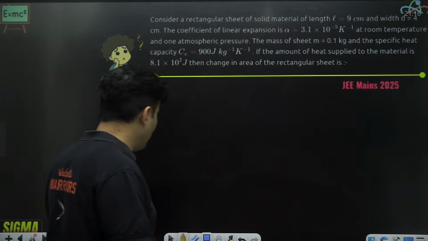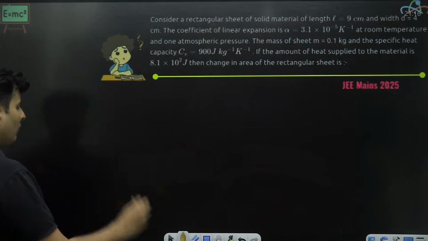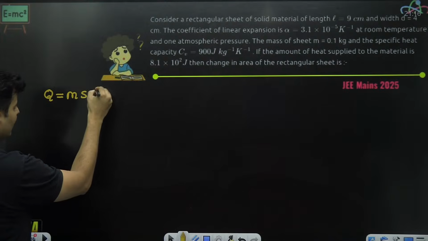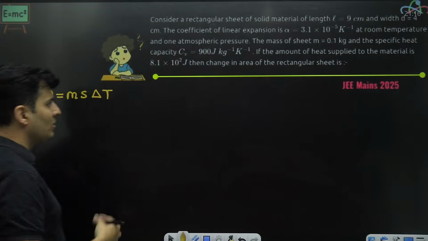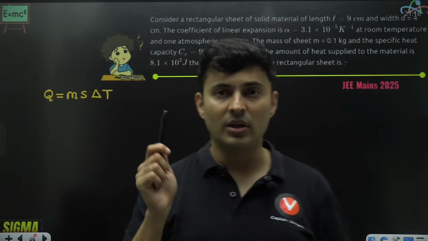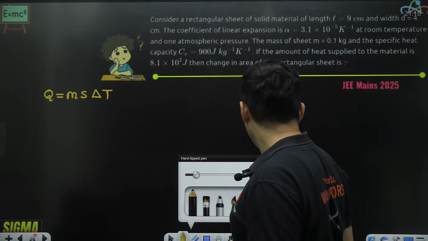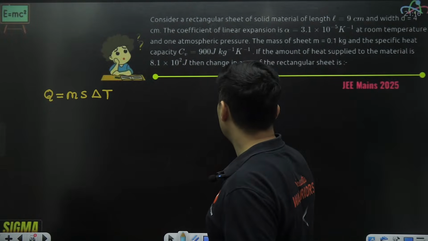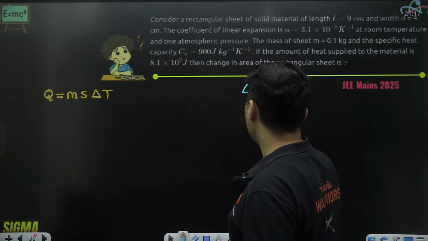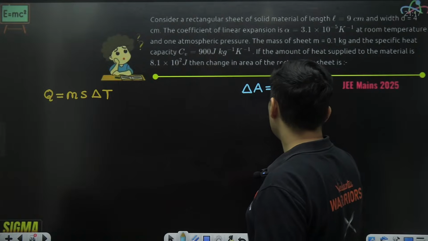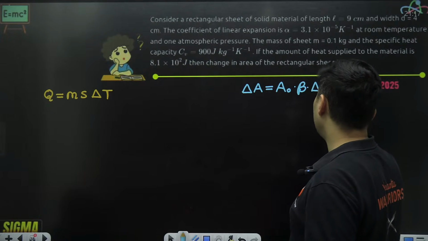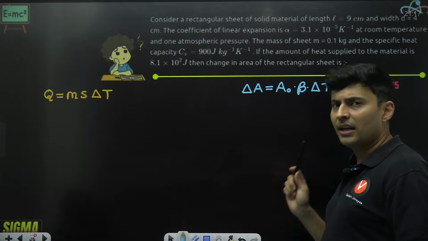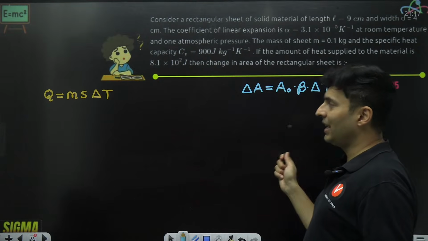Now, I'll give you one formula because that will come later on, but for now, I'll just give it to you. Q is equal to m s delta T. This formula will be needed to solve the problem because change in temperature is not given. If you want to find the change in the area, remember that the change in the area will be the original area into beta into delta T. I don't know the original area, but I think I can find it out. Beta also is not given, but I think I can find it out. Delta T is also not given, but I think I can find it out.